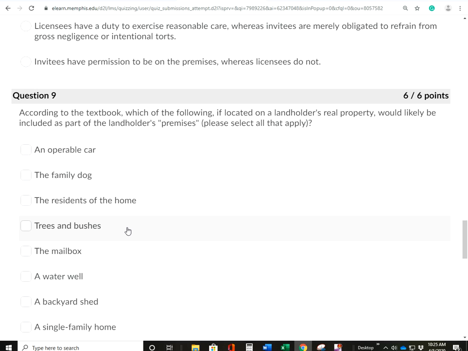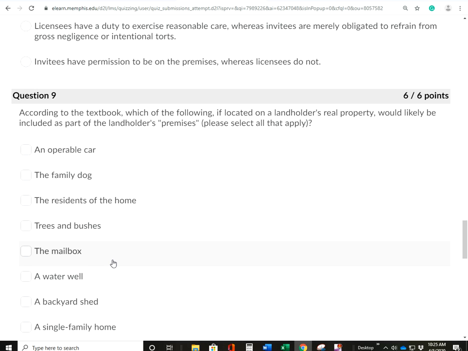or bushes. And a mailbox, automatically I thought, well, how can a mailbox be part of my premises? Well, a mailbox is used to exclusively service my premises. It's not something that all my neighbors are going to use for their own enjoyment or pleasure, right? So it's used exclusively for me.